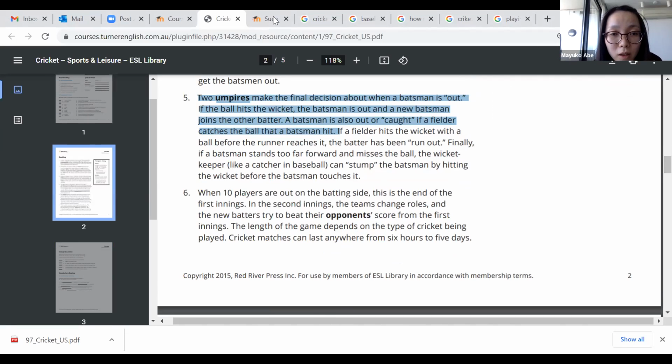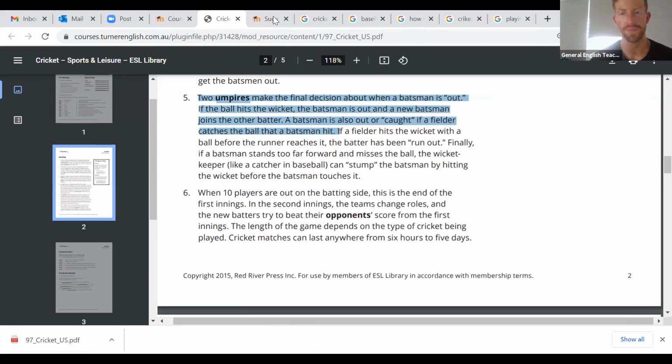Two umpires make the final decision about when the batsman is out. If the ball hits the wicket, the batsman is out and the new batsman joins the other batter. A batsman is also out if caught. If a fielder catches the ball that the batsman hit.